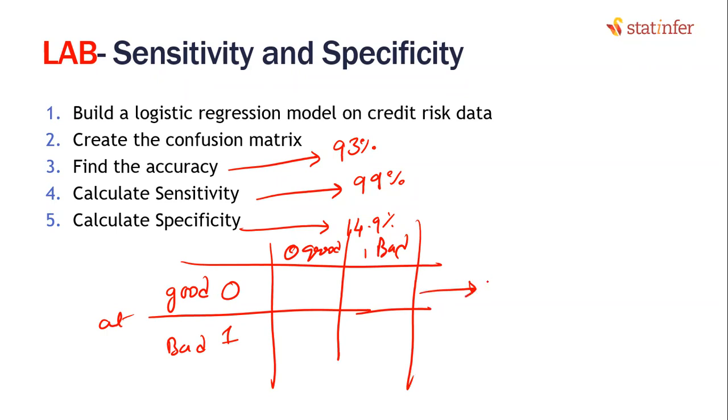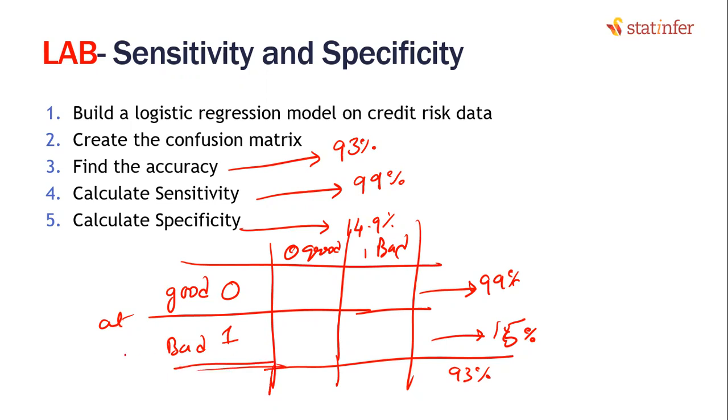Now, first of all, you got the overall accuracy to be 93%. Sensitivity is 99%. Specificity is 14 or 15%. Tell me, in this case, which one is important for us? 1 means bad customer, seriously delinquent. Is predicting bad as bad important, or predicting good? Which class is important here? Is it sensitivity that is important for me, or is it specificity? Try to think about it.